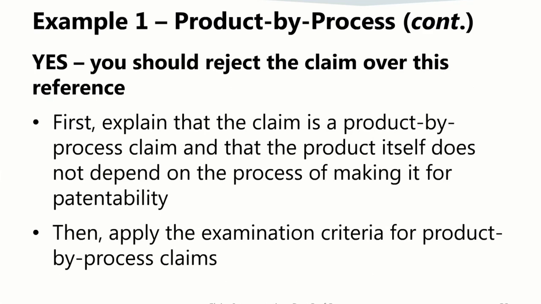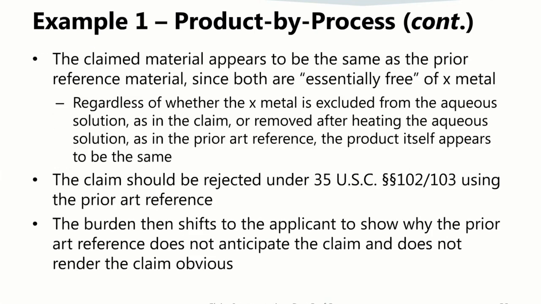Remember, patentability is determined by the product itself, not the steps or process used to make the product. The examiner should make a 102/103 rejection using the reference. Explain to the applicant in the rejection that this is a product-by-process claim, how a product-by-process claim is interpreted, and explain how the claimed product and prior art product appear to be the same. The burden then shifts to the applicant to show the difference between the two products.